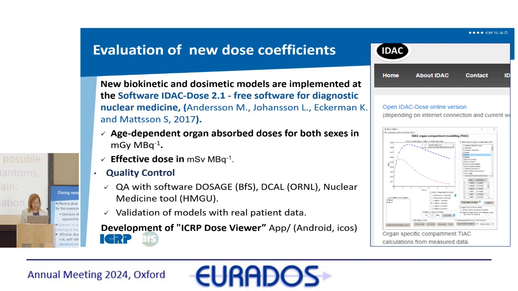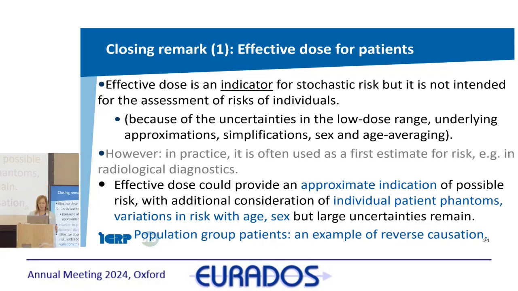Okay, now I've almost finished, and I would like to finish with some closing remarks. I would like to remind you that the effective dose is an indicator for stochastic risk, but it is not intended for the assessment of risk of individuals, because of the uncertainties in the low dose range, underlying approximations and simplifications, and sex and age averaging. However, in practice, it is often used as a first estimate for risk, for example, in medicine. But this has to be done really with caution.